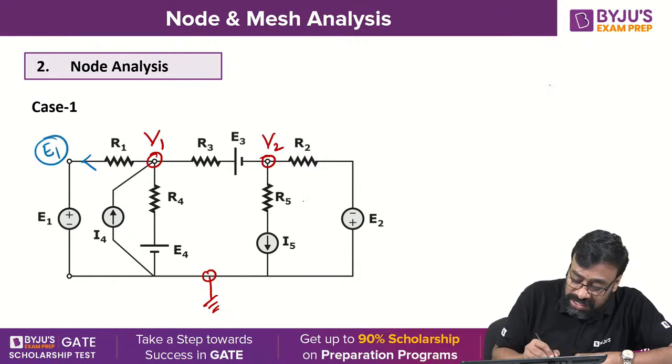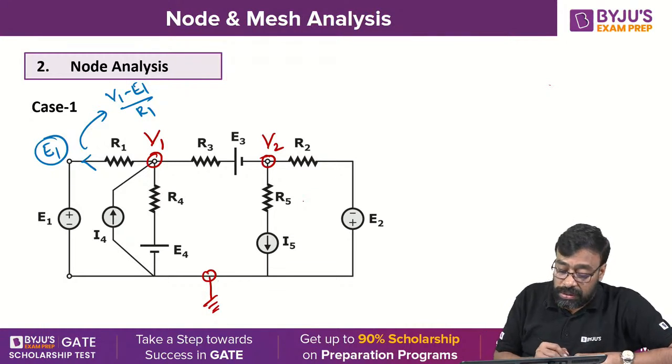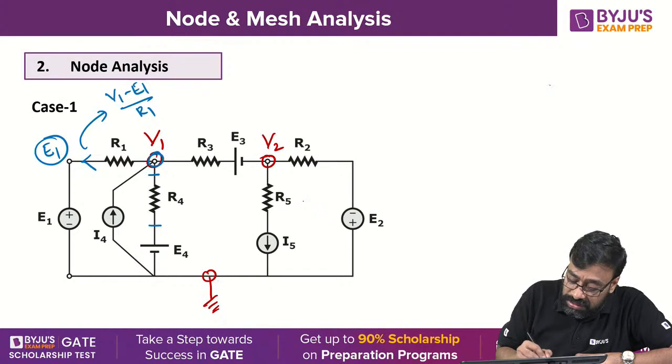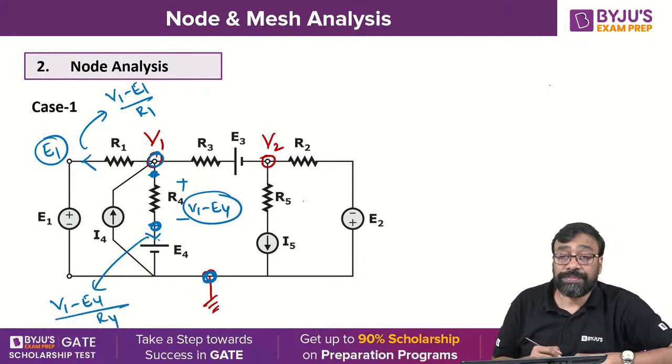So the potential difference is V1 minus E1, let us say V1 is greater. So the current flowing here is (V1 minus E1) by R1. The potential difference across this R4: this is V1, this is E4, because this is 0. Therefore, the potential difference across R4 is V1 minus E4. Then the current flowing here is (V1 minus E4) by R4.